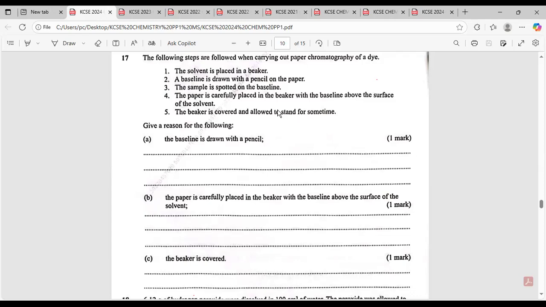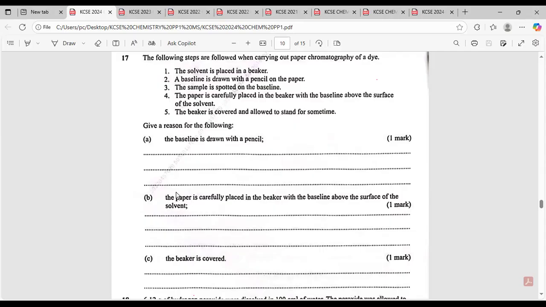I think it's because pencil is made with graphite, which does not react with the solvent. Yeah, which will not dissolve in the solvent. That is good. That is good.